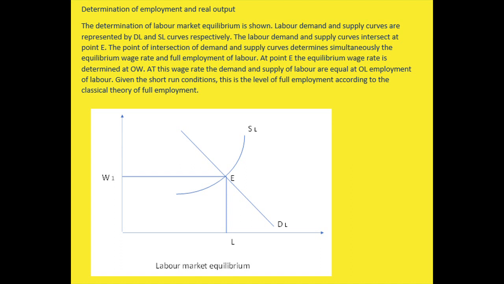Determination of employment and real output. The determination of labor market equilibrium is shown. Labor demand and supply curves are represented by DL and SL curves, respectively. The labor demand and supply curves intersect at point E. The point of intersection of demand and supply curves determines simultaneously the equilibrium wage rate and full employment of labor. At point E, the equilibrium wage rate is determined at OW. At this wage rate, the demand and supply of labor are equal at OL, employment of labor. Given the short run conditions, this is the level of full employment according to the classical theory of full employment.